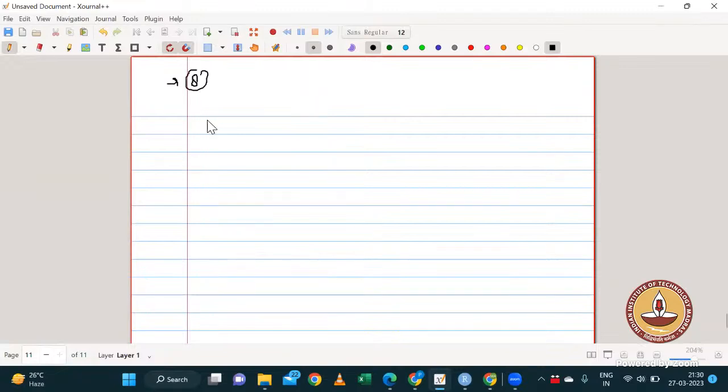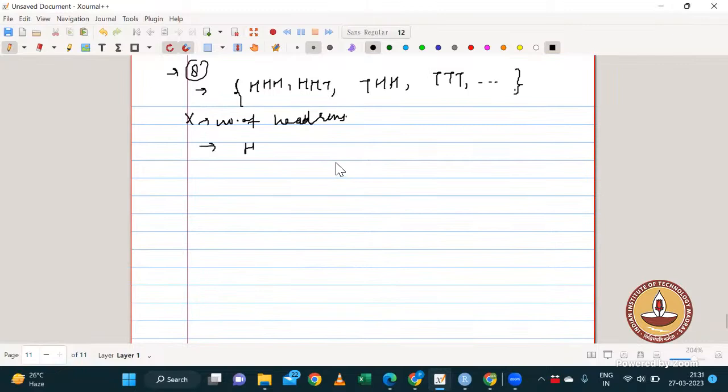So if I'm saying HT, is it a head run or not? Yes, sir, it is one head run, because this is not about the number of heads, but head runs. The number of head runs requires at least two consecutive heads. So here, how many head runs are there? Only one. So X is taking one, correct?